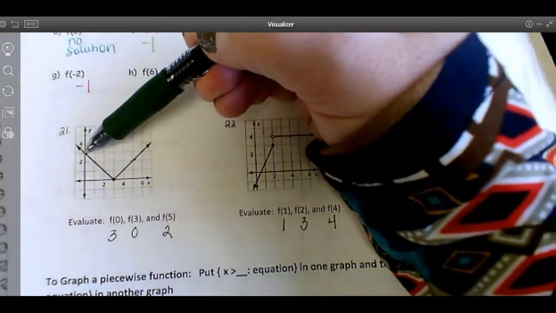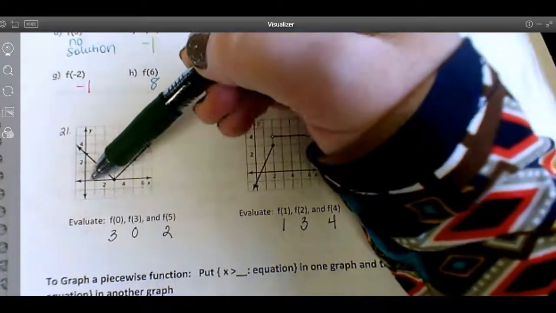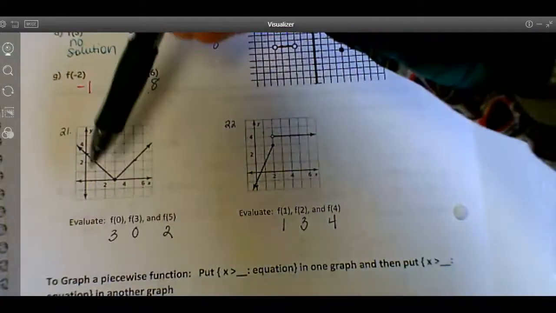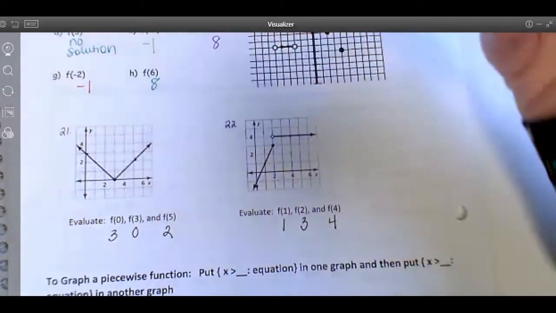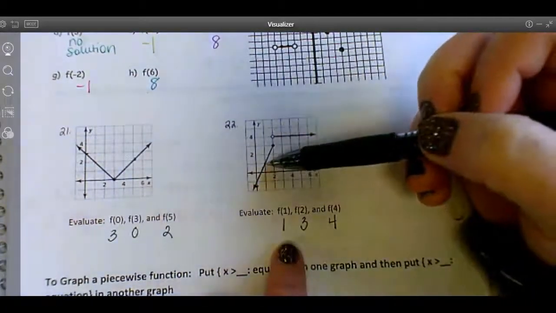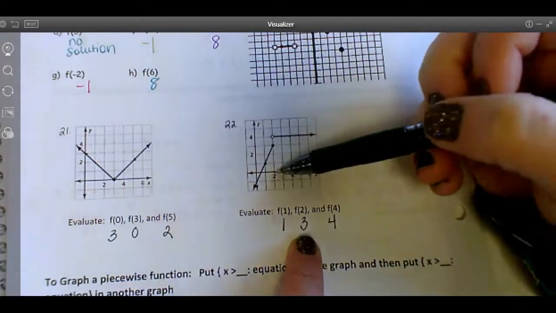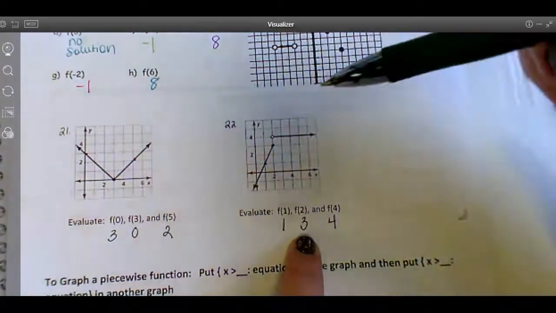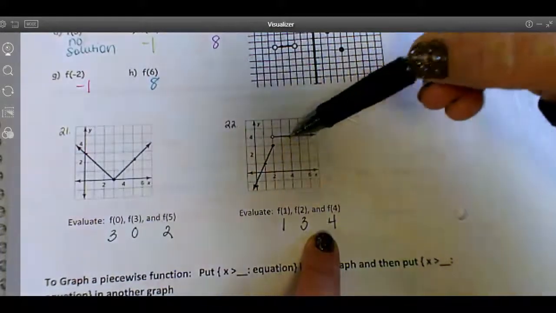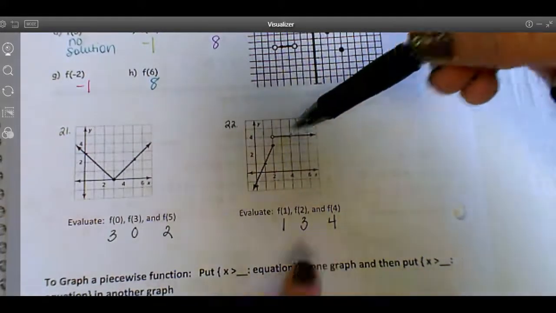So f of 0 is 3. F of 3 you move over on the axis is 0. F of 5 is 2. And then f of 1, you go up as 1. F of 2, there's two values here, but it's the one with the closed circle, so that's 3. And then f of 4 is on the y, so it is 4.